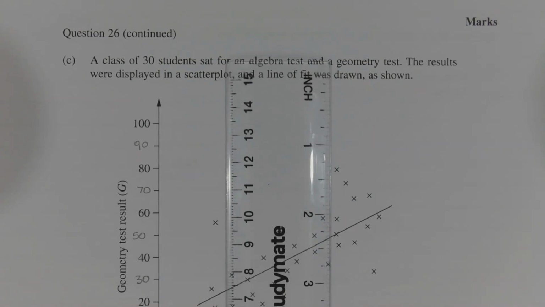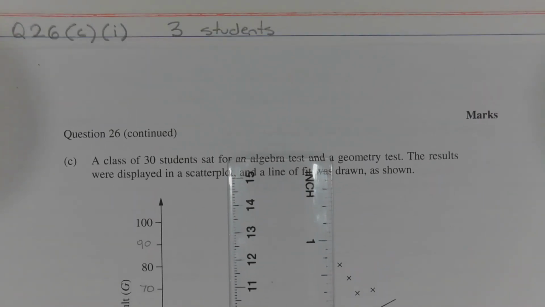Referring to the scatter plot, we are interested in the number of points that lie to the left of 30 on the x-axis, since the x-axis represents the algebra test result. So counting the number of points, we have 1, 2, 3 points that represent 3 students. Therefore, 3 students scored less than 30 on the algebra test.